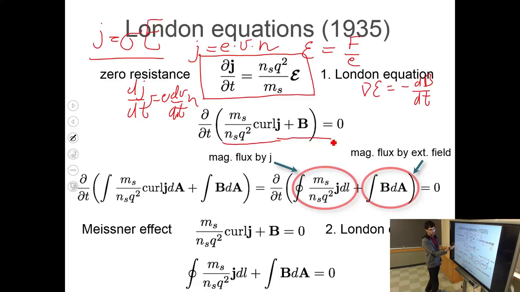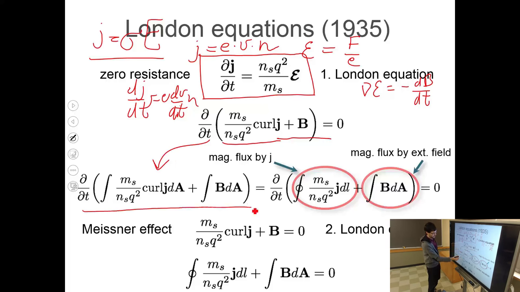So what do these numbers mean? Well, it turns out that one of them becomes external flux and the other one becomes flux induced by current. If you go from this local representation of Maxwell's equations with curls and gradients to the integrated one, we can integrate this equation over an area. And so from here we go to here.